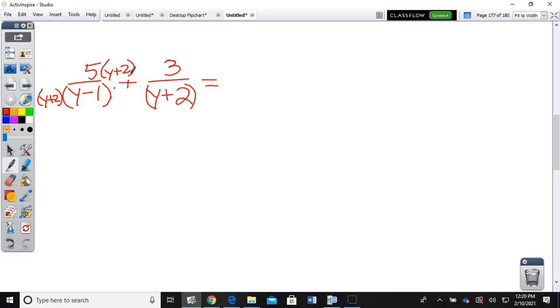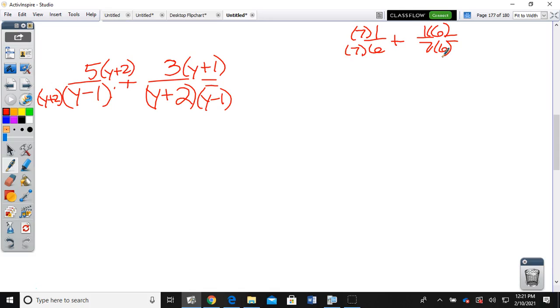Everybody with me so far? What's the bottom one missing? Y minus 1. So if I put that on the bottom, I also have to put what? It on top. You're doing the same thing as if you were just adding 1/6 plus 1/7. Okay? What's the common denominator? 42. But how did you get 42? You multiplied 6 times what? 7. So you would do a 7 on the bottom, 7 on top, 6 on the top, 6 on the bottom. That's the same thing we're doing here. It's just with variables. Everybody good?